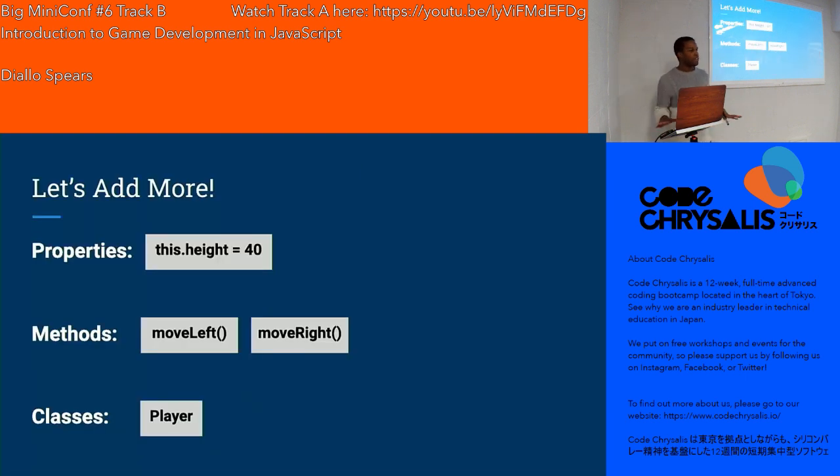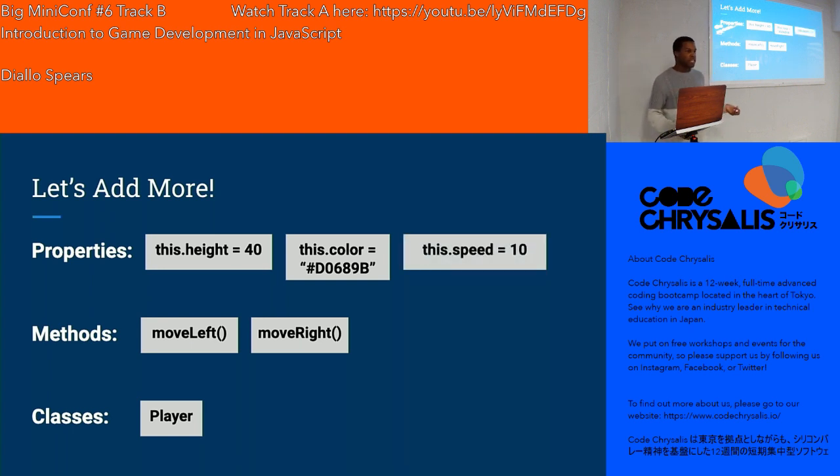Okay, so now we've laid a basic framework for our game. We have a player class that has some properties and it's got some methods, and so now we can continue to expand on that. So we started off by giving our player class size properties and position properties, but we could also give it some properties like maybe color, or we could give it a speed.